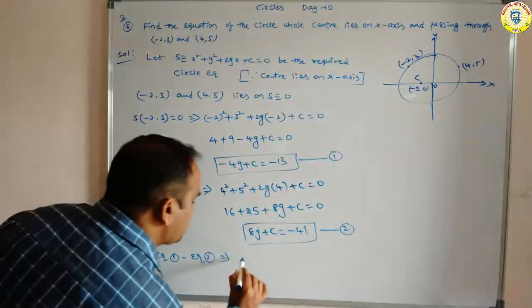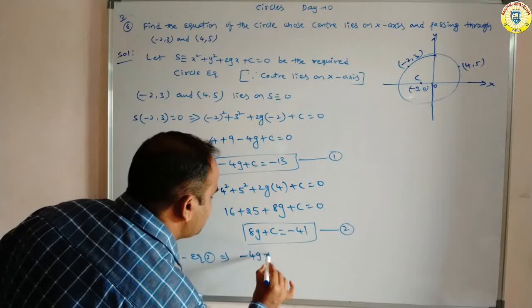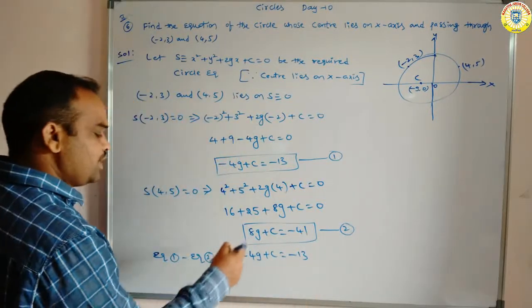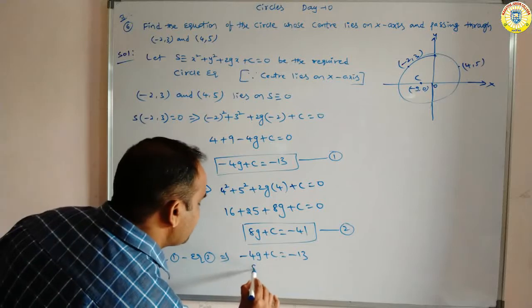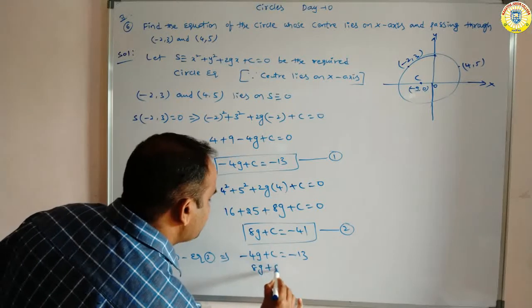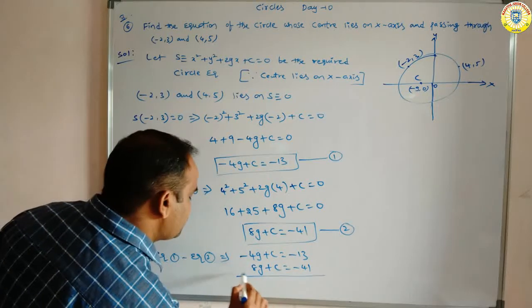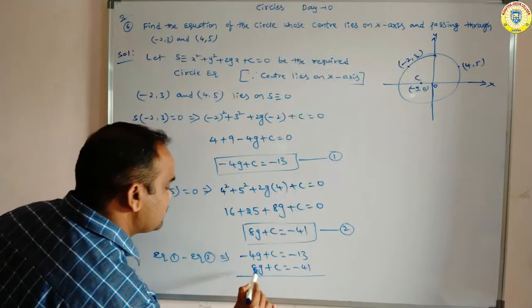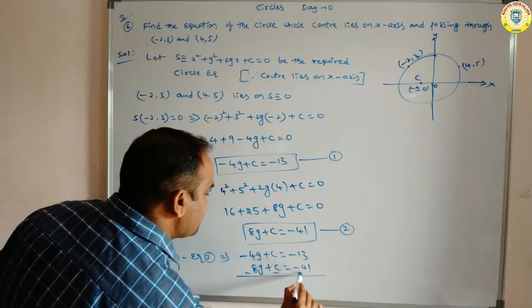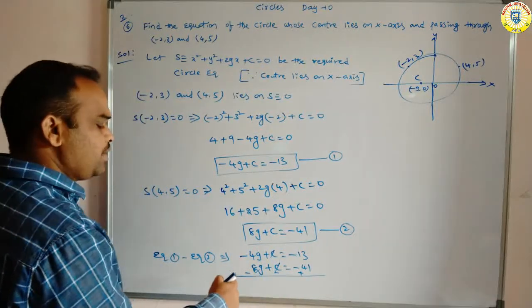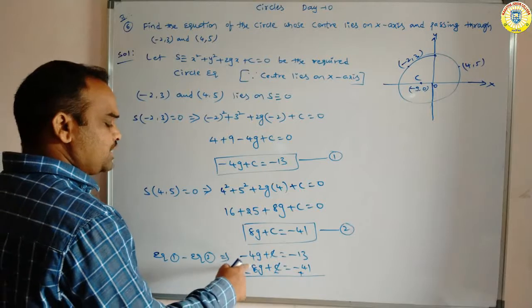What is equation 1? Minus 4g plus c is equal to minus 13. Next, what is equation 2? 8g plus c is equal to minus 41. Since we are subtracting, the signs will be changed. Here minus, plus, sum. Plus c minus c cancel.